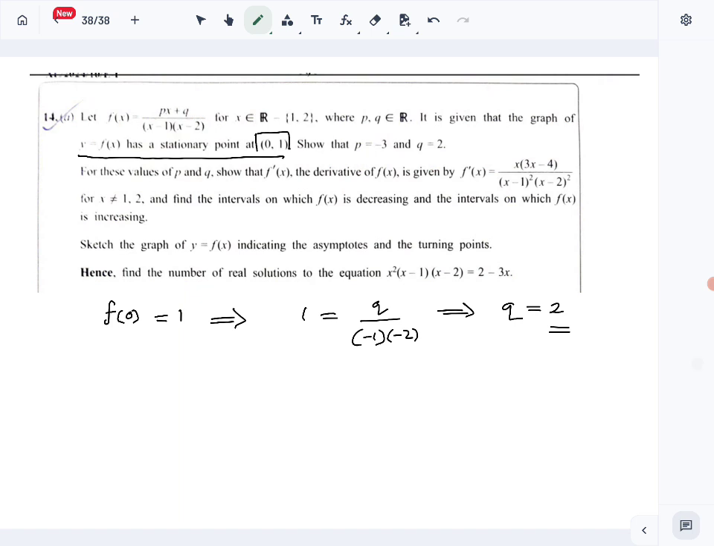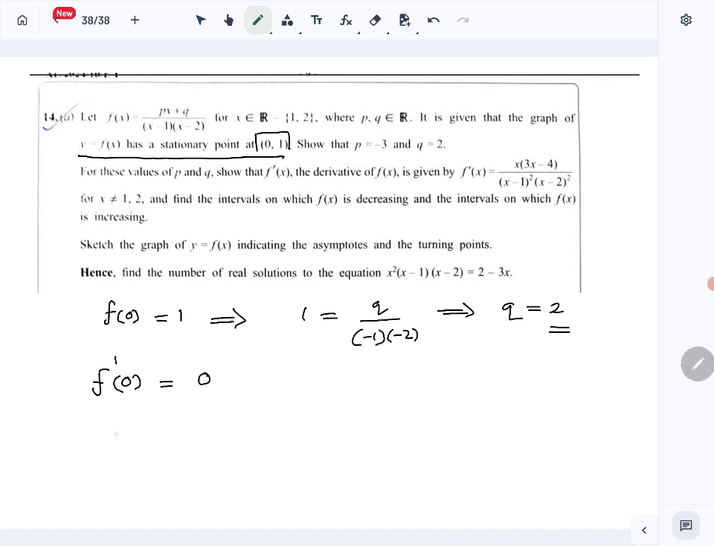Then how to find p? To do that we have to use the stationary point. Here the stationary point is at which x value? x equals 0. So what is that condition? The derivative value at 0 is equal to 0. A stationary point is a point where the derivative value is equal to 0. So we have to use that condition.